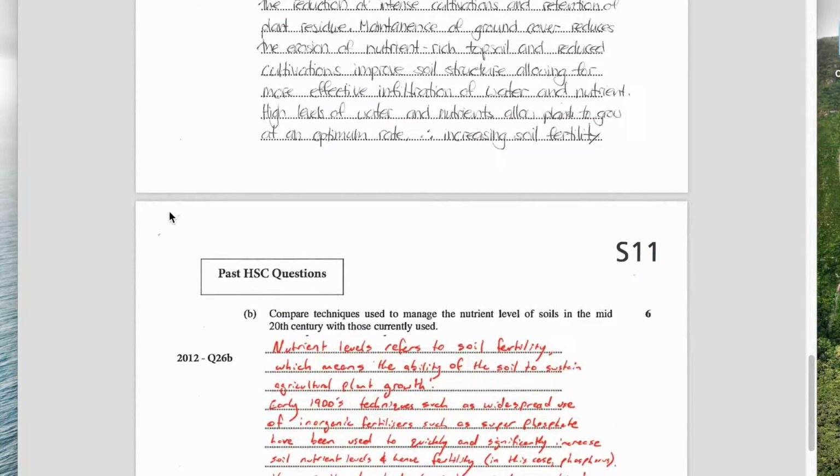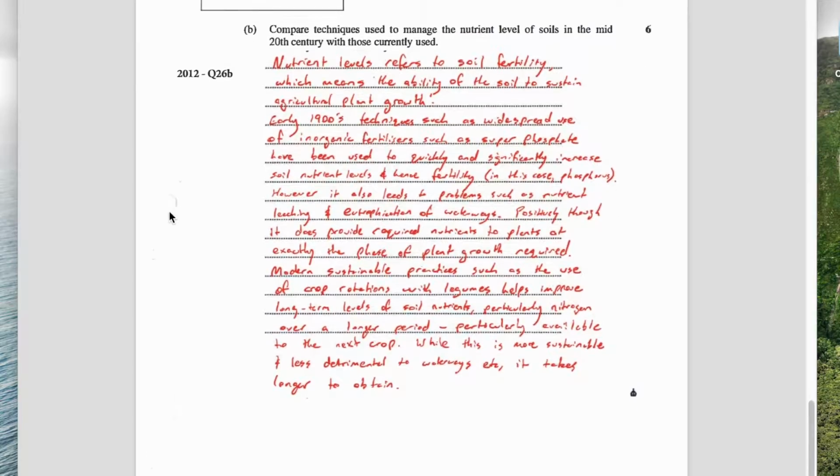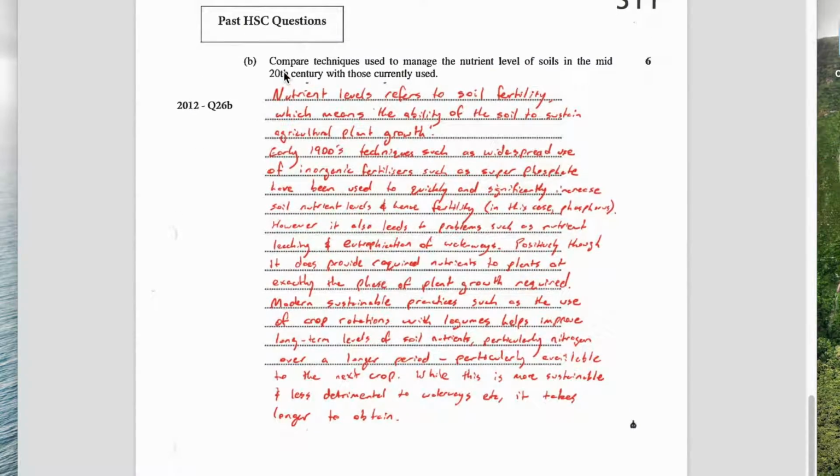The last question here from 2012: compare techniques used to manage the nutrient level of soils in the mid-20th century to those currently used. So the mid-20th century is the kind of 1900s. It's not asking about indigenous practices. It is asking about early European practices compared with what we use currently today. So here we have nutrient levels refers to soil fertility, which means the ability of the soil to sustain agricultural plant growth. So I've just given a definition there.